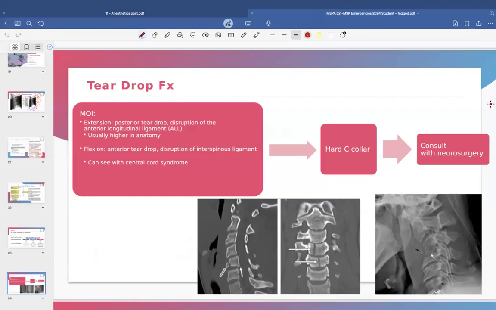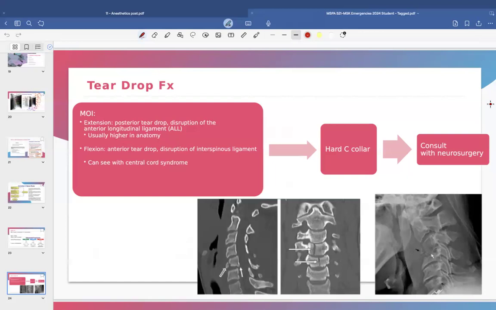Positioning of the patient. How do you get a CT scan? You lay the person flat.